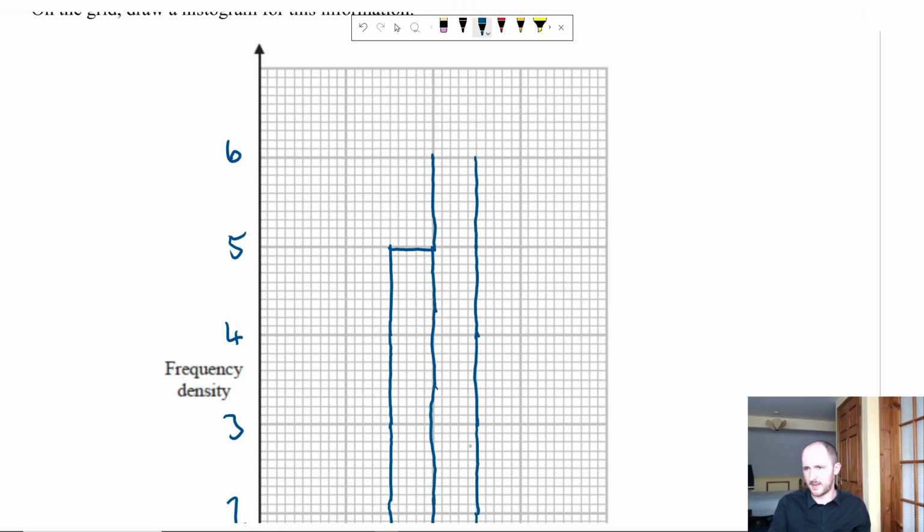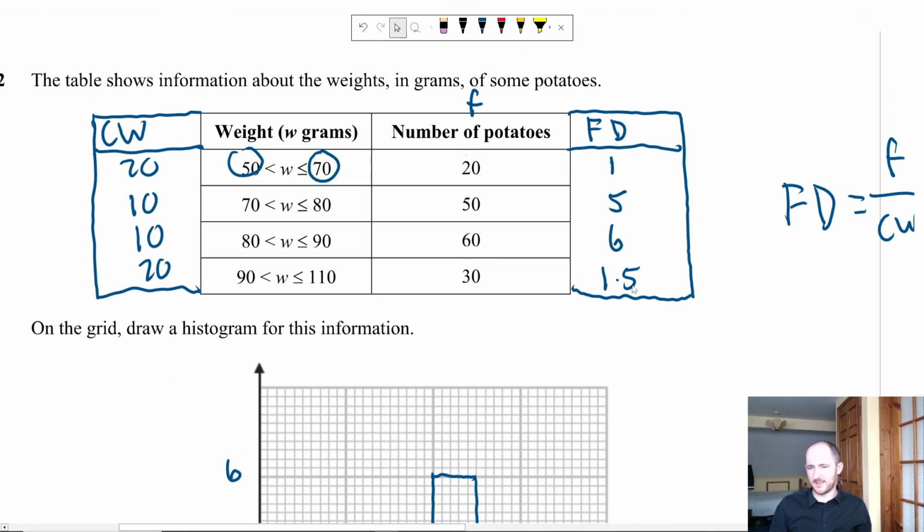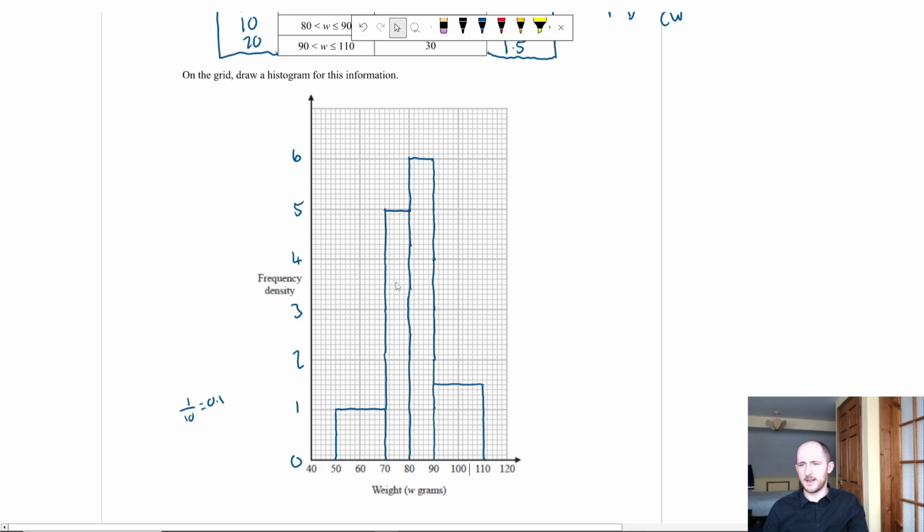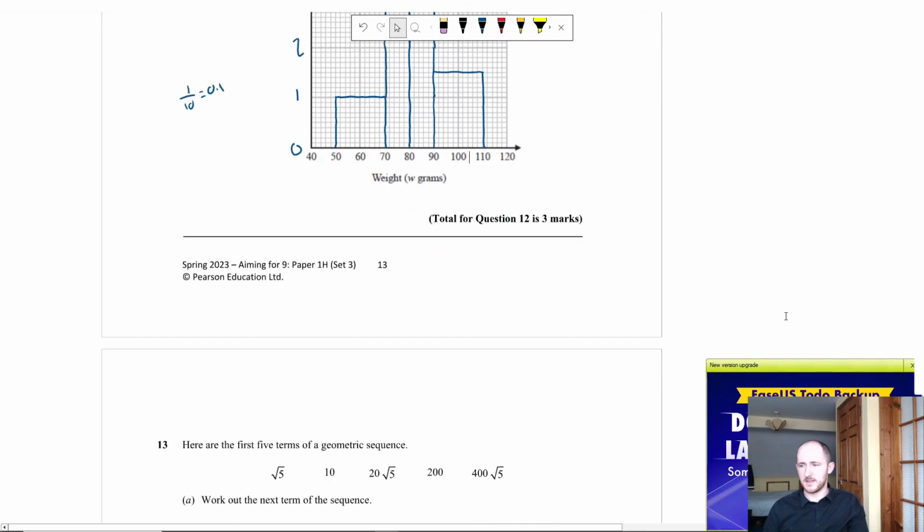I'll probably cut some of this out just to make it a bit quicker for you guys. And the 90 to 110 is just 1.5, that's nice and quick. So we just got up 1, 2, 3, 4, 5. And it should be up to here. There you go. So that would be your histogram like that. Yeah, there's not much else to say about that.